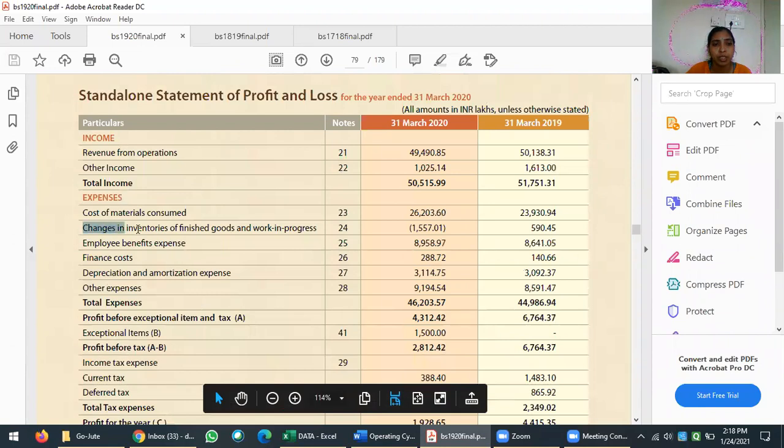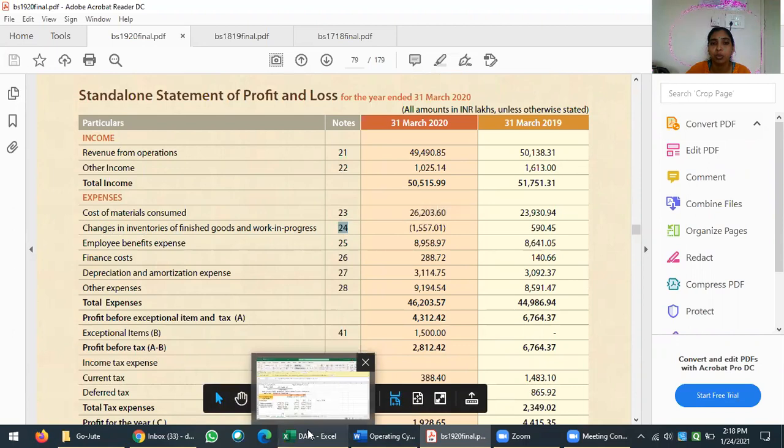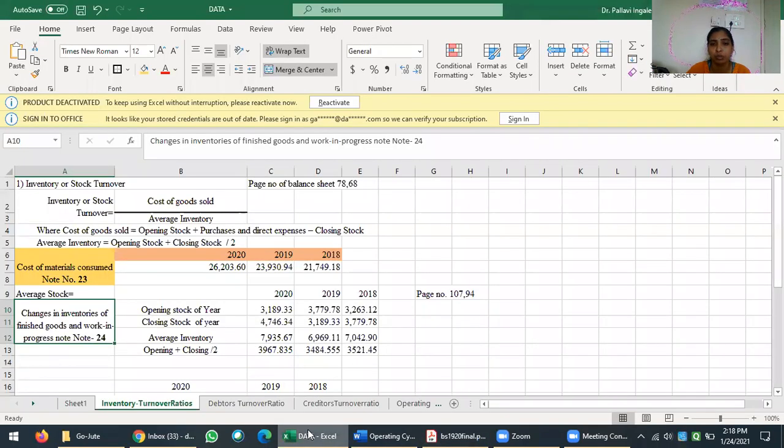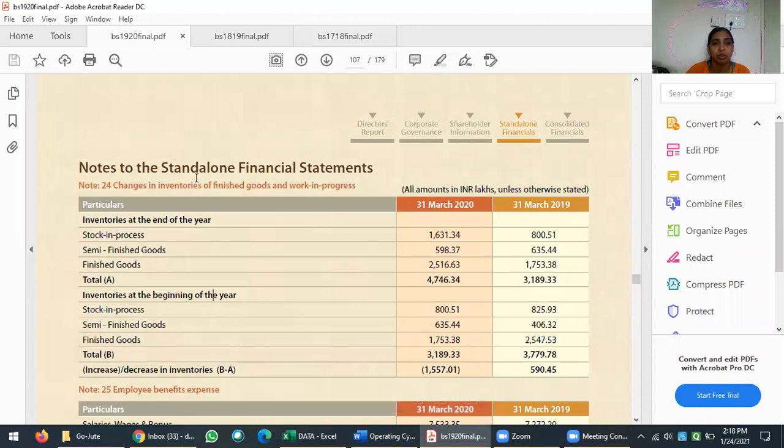See, it is given change in inventory of finished goods and stock in work in progress. Everybody okay? This I got. So here I have to go to the 24 number working note, to page number 107. So I will go to page 107 here. This is in front of you: change in inventory and stock. So here I need to see the opening and closing.